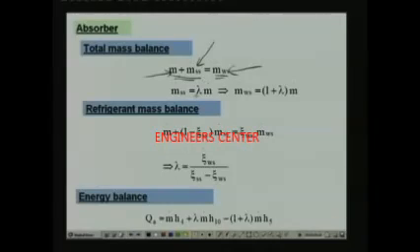Now, from the definition of circulation ratio, you can write m dot SS as lambda into m dot, where lambda is the circulation ratio. If you substitute this here, you can easily show that the weak solution flow rate is nothing but 1 plus lambda into m dot.